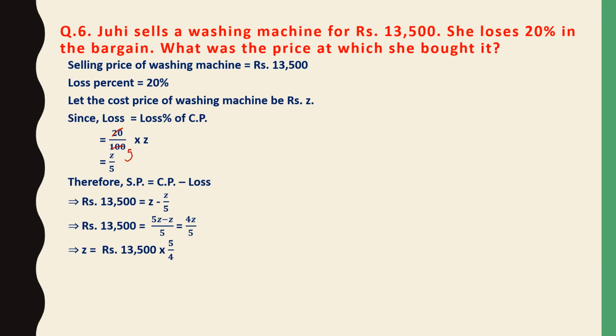Here we get rupees 13,500 into 5 by 4, and on solving you get rupees 16,875. Hence the cost price of the washing machine is rupees 16,875.